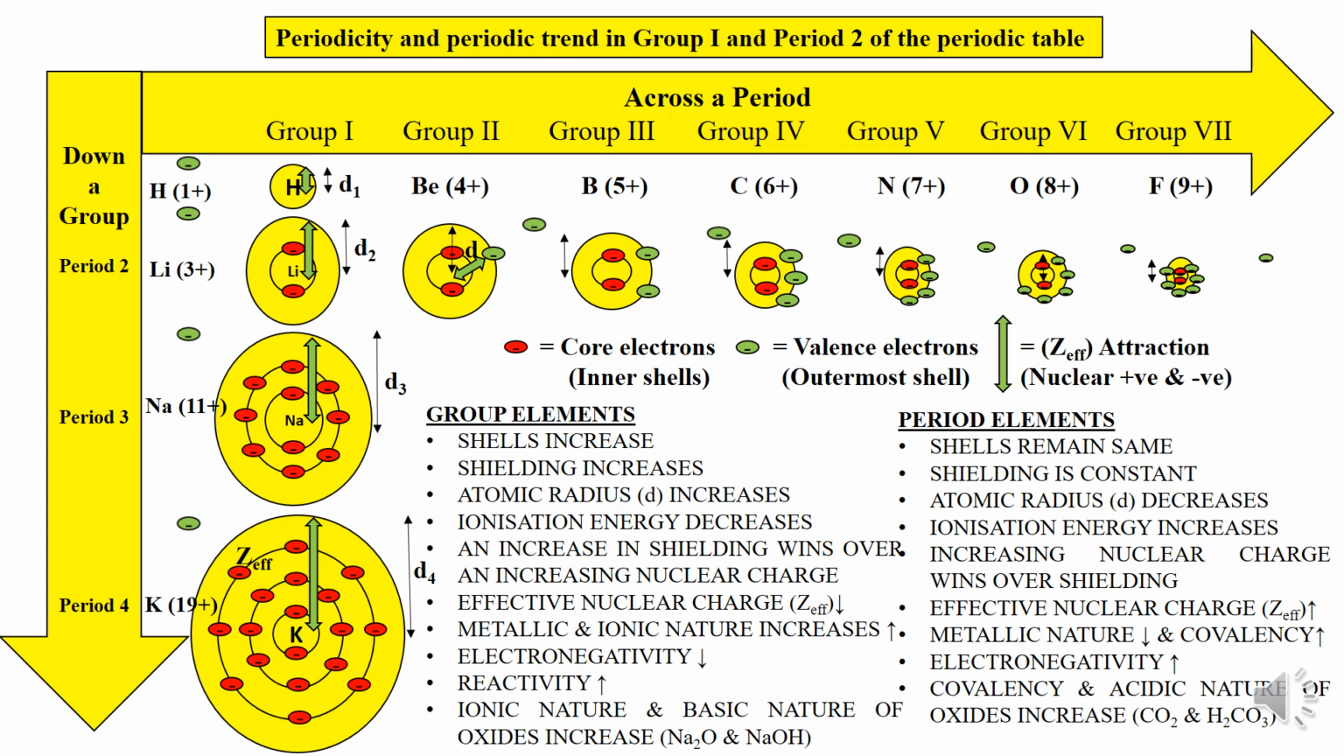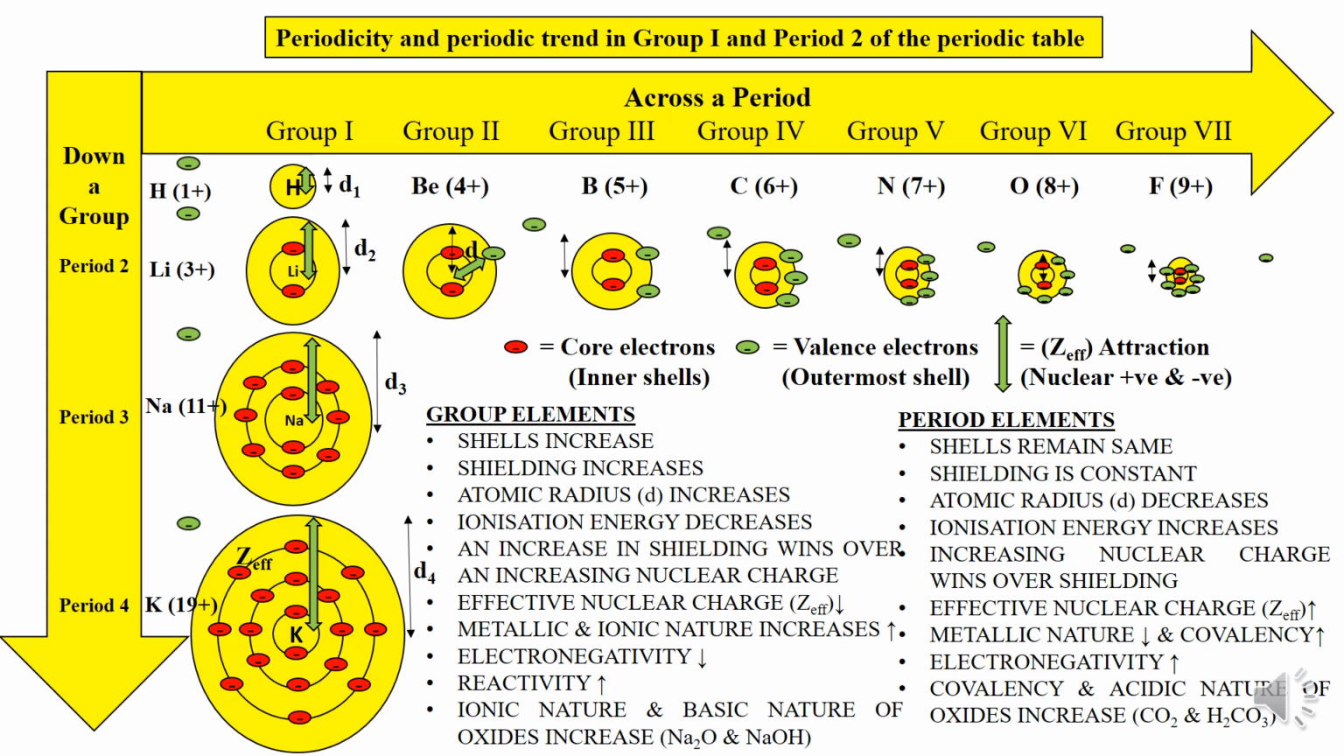Ionization energy is the amount of energy required to remove an electron from an atom or ion in the gaseous state. Because of the strong electrostatic force of attraction between the positively charged nuclear protons and the negatively charged valence electrons, more energy has to be supplied in order to remove an electron from the outermost shell. So there is an increasing nuclear charge winning over the shielding.